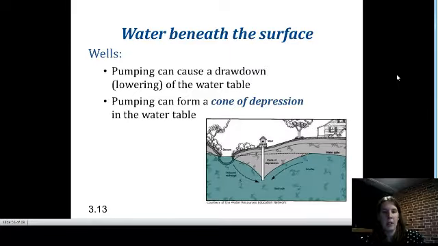When you put a well into your ground, you actually pump down the groundwater. This pumping can cause what's called a drawdown of the water table, and it causes a cone of depression in the water table. Now, most of these cones of depression for domestic uses are very temporary, and they recharge fairly quickly once you turn the pump off. So most homes don't have to worry about drawing down the water so much that you dry or dewater your well.